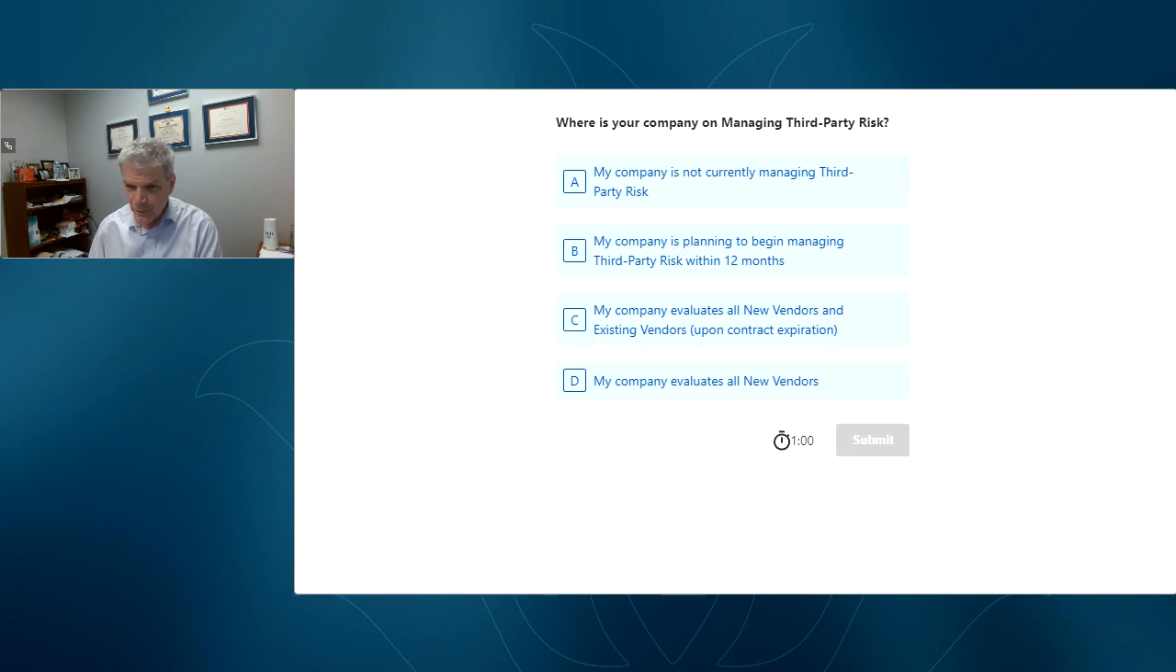And speaking of the polling questions that I was talking about, here's our first polling question. I'm trying to figure out where the audience is as far as whether their company is doing anything to manage third-party risks. If you just want to pop in A through D, whichever one makes the most sense for your organization, then we'll review the results and talk about it briefly. So go ahead and answer that polling question for me.